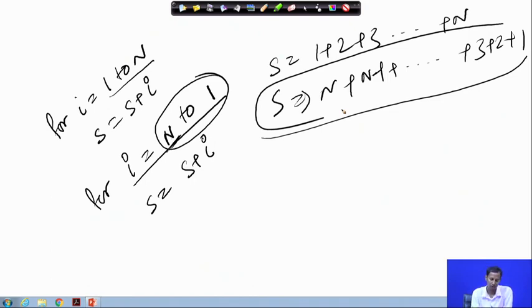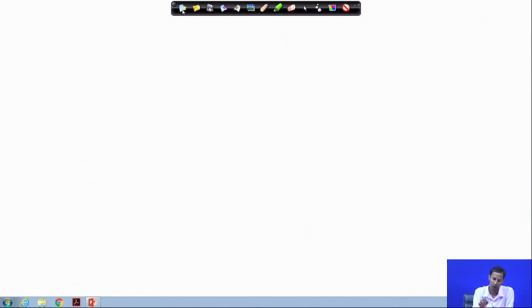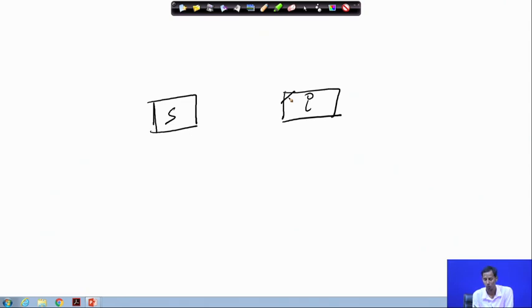So, if I change this logic from i equals 1 to n, with s equals s plus i, to i running from n down to 1, what will the architecture for this be? I need 2 registers now: this is S and this is I. I is now a decrementer circuit, and this is the load value.